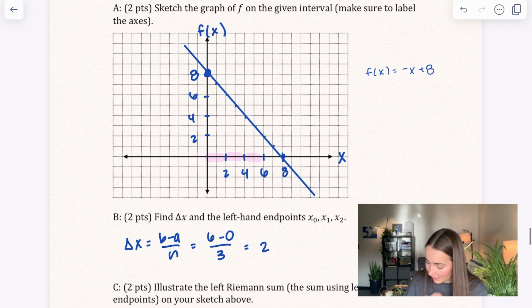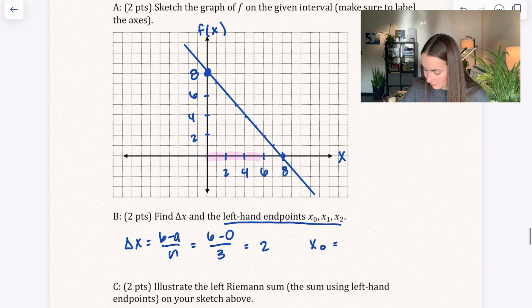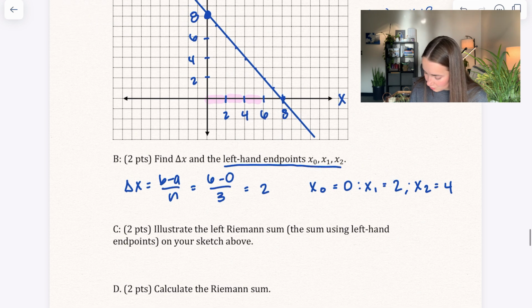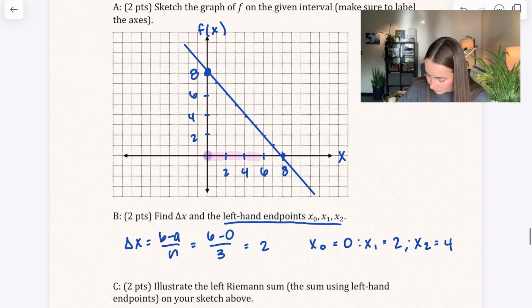So that helps me find my left-hand endpoints, x0, x1, and x2. So x0 is going to be the first left-hand point, which is 0. x1 is going to be the second one, which is 2. And then x2 is going to be that last one, which is 4. We're going to illustrate the left Riemann sum, and I'll go ahead and draw those in. So first we're going to have the left one, which is going to go up to here. And here we have our first rectangle. Our second one is going to be f of 2, so we go up to the function and then fill that in. And then our last one, f of 4, go up to the function and we can fill that in.